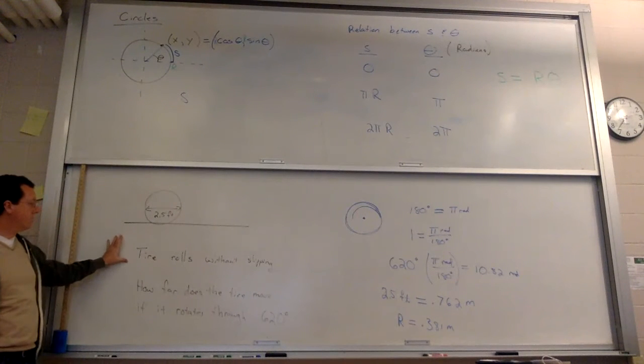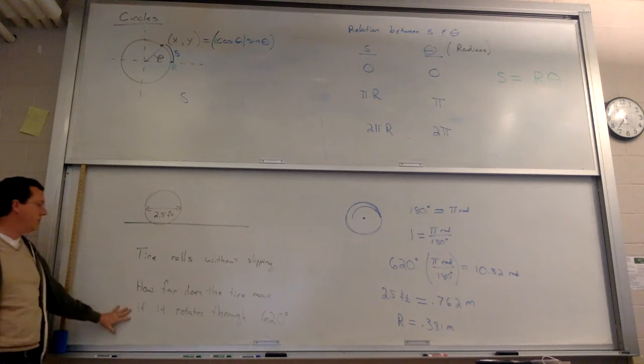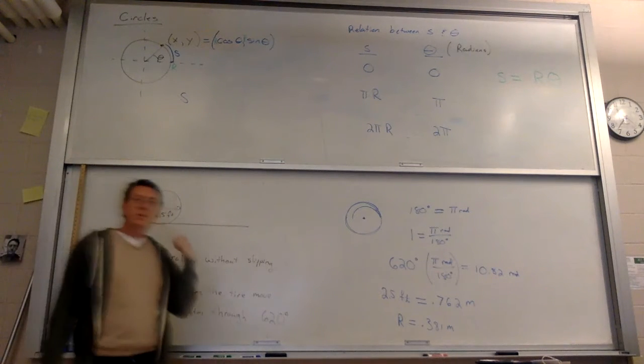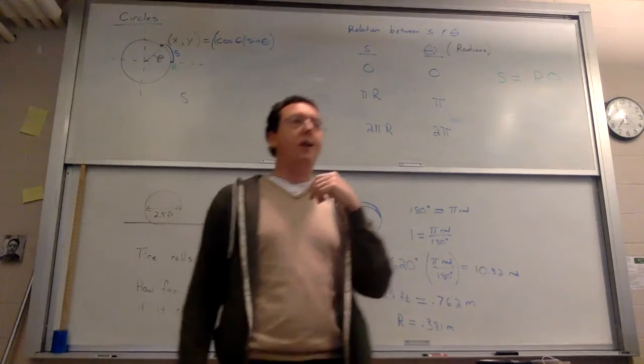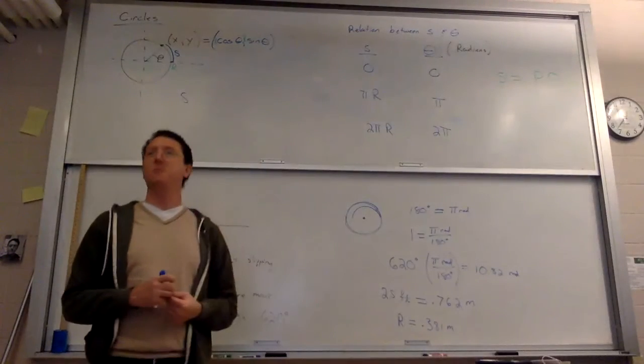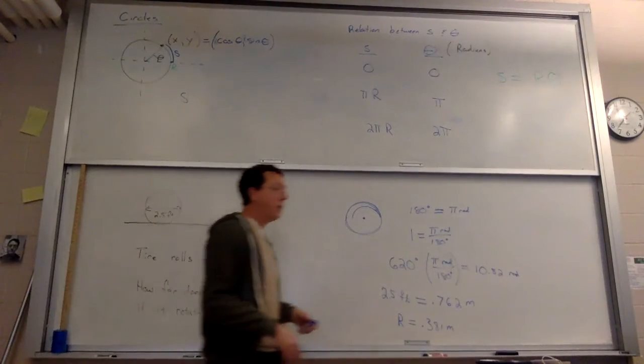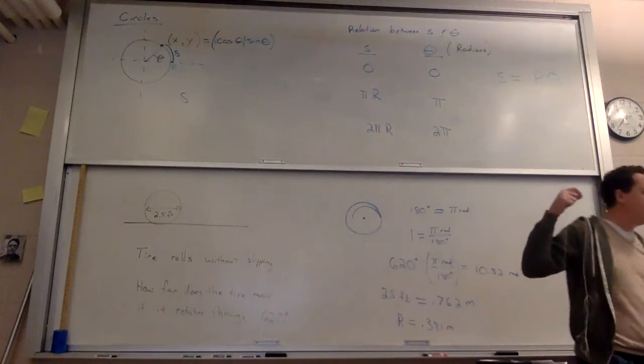The tire rolls without slipping. How far does the tire move horizontally if it rotates through that angle? Which clause here is oddly specific? Without slipping. Yeah. If I write something that's oddly specific, there's a good chance it's for a reason. So why is the rolls without slipping piece important?